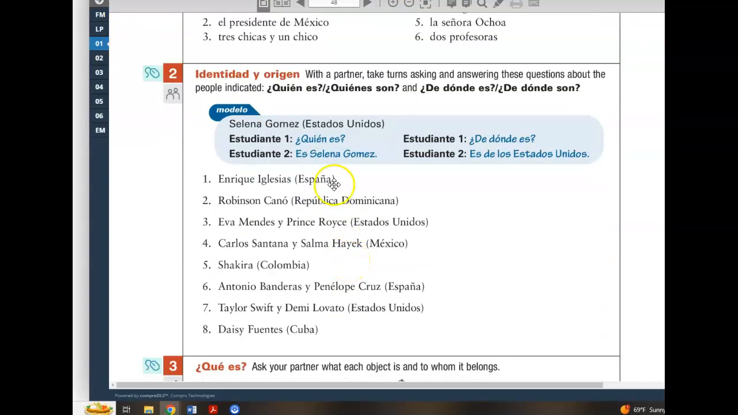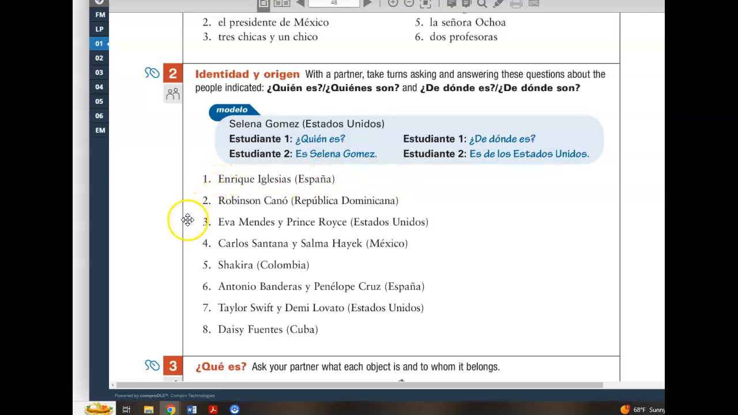So for number 1, ¿Quién es? Es Enrique Iglesias. ¿De dónde es? Es de España. Number 2, ¿Quién es? Es Robinson Canó. ¿De dónde es? Es de la República Dominicana.